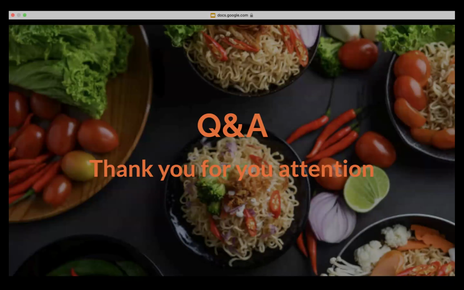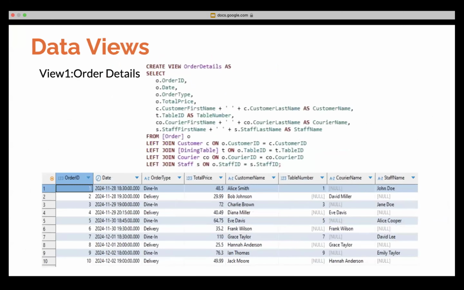Yes. How are you tracking the payments for these orders? Is there a payment entity? You want to check the payment for the orders? Yeah, the payment. We actually just have the total price for each order. That's the payment. You can see from the ERD.